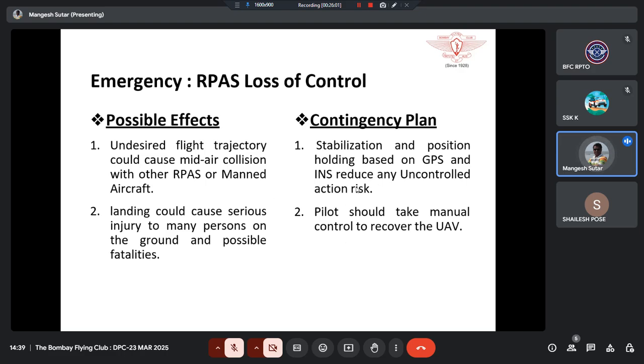In this case, because your battery is running out, you could have RTL. But the pilot could also take manual control to recover the UAV. If he is able to take control through the remote instead of the GCS or RPAS, and manually move the drone from one position to another or land it safely, that could also be possible.